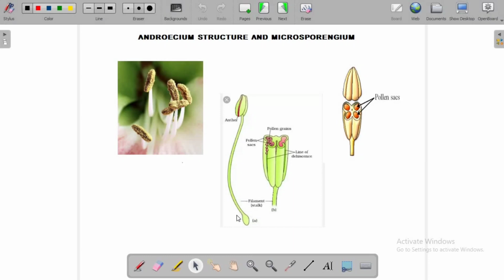The proximal end of the filament is mostly attached to the thalamus, or the end part of the petals. This stalk or filament varies in size and length in different flowers. If you see different floral species, you will see that the structure of the anther varies in all of them. The diagram shown here shows a mature anther where the pollen grains are dehisced, or have burst out.